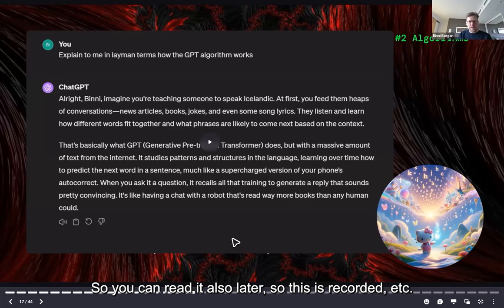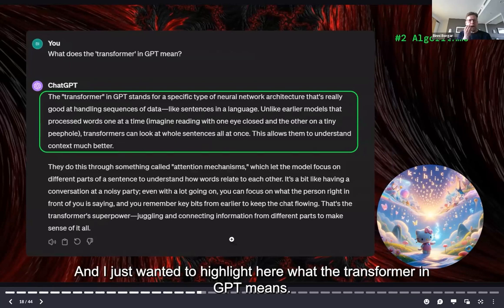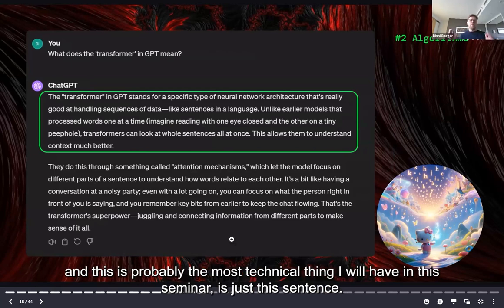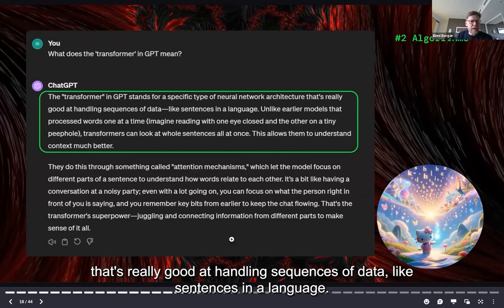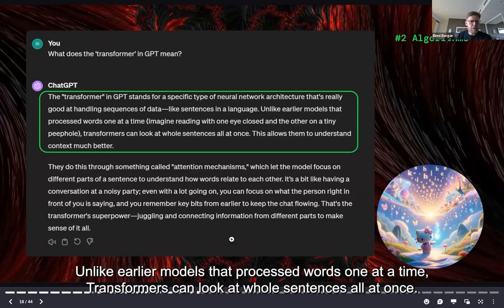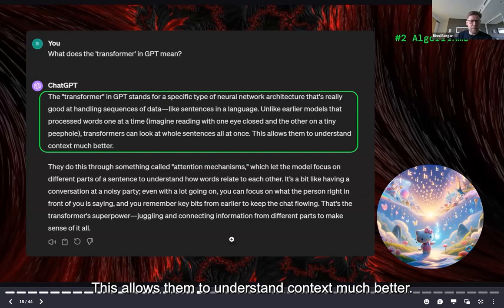You can read it also later, this is recorded. I just wanted to highlight what the transformer in GPT means, and this is probably the most technical thing I will have in this seminar, just this sentence. The transformer in GPT stands for a specific type of neural network, an algorithm that's really good at handling sequences of data, like sentences in a language. Unlike earlier models that processed words one at a time, transformers can look at whole sentences all at once. This allows them to understand context much better.